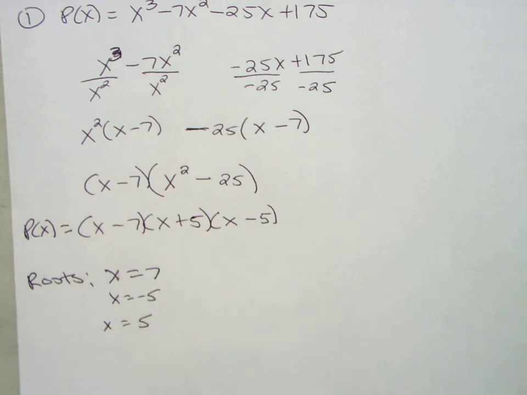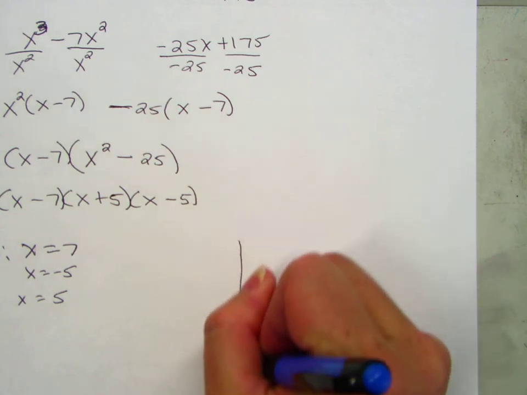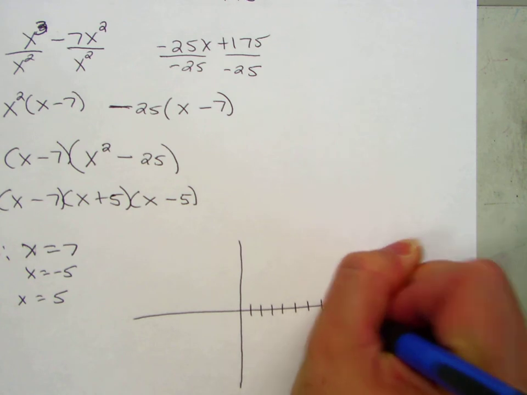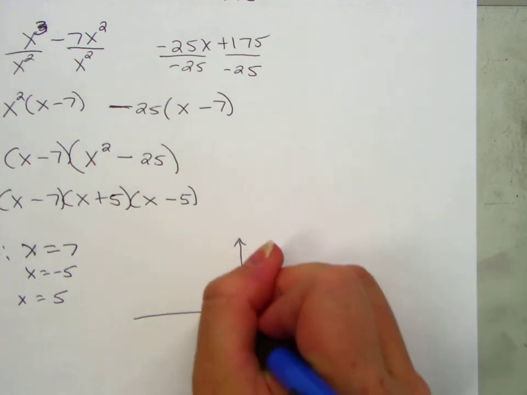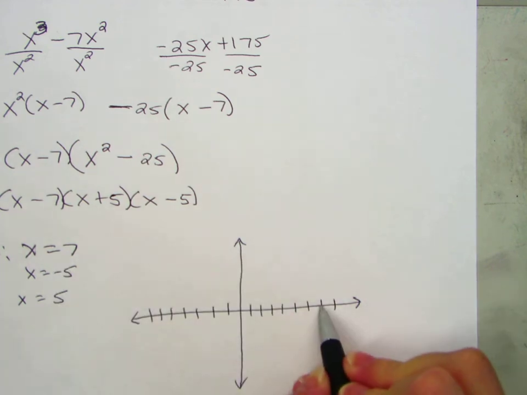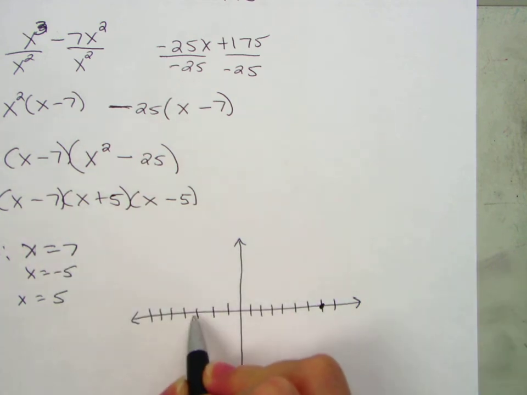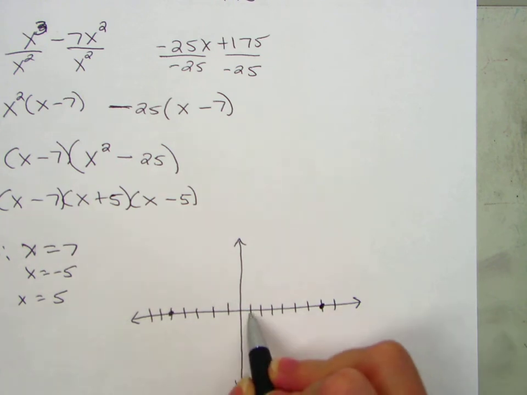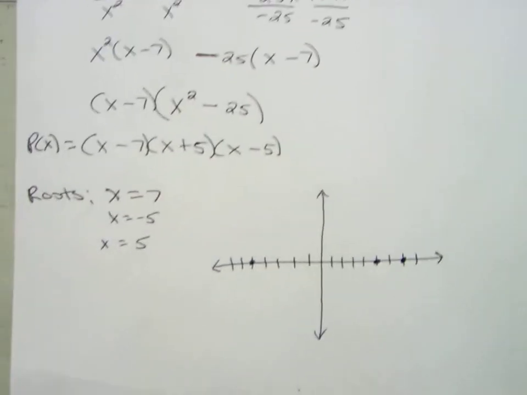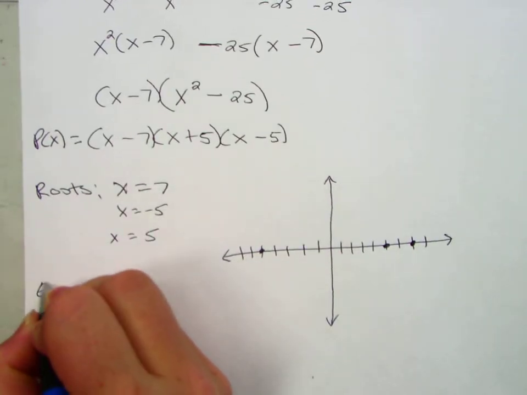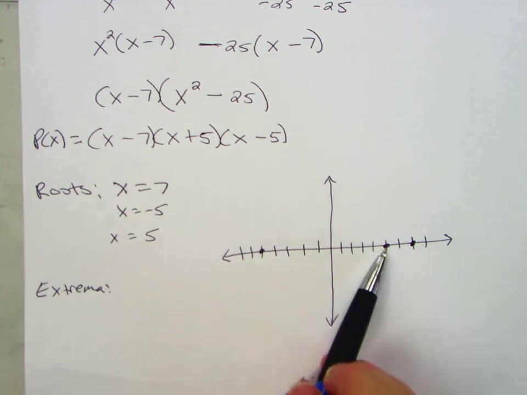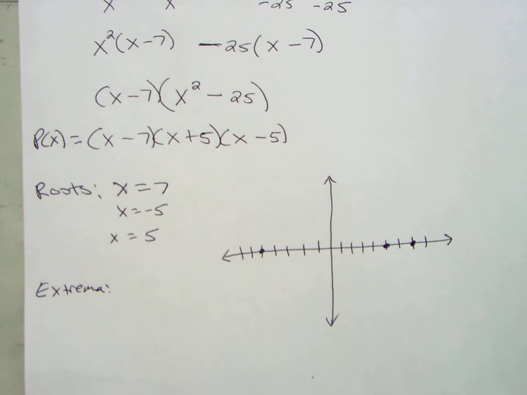I'm going to plot those on a graph. I'm going to draw myself a grid. I have 7, negative 5, and 5. Now I need to find my points of extrema. How many am I going to have? I've got 2 points next to each other here and 2 here, so I'm going to have 2 points of extrema.